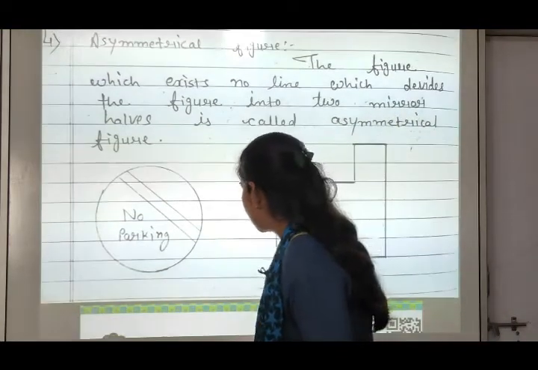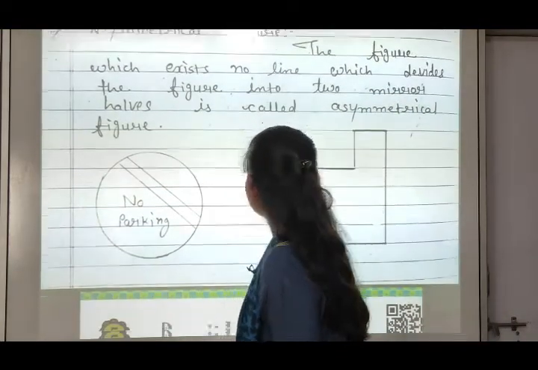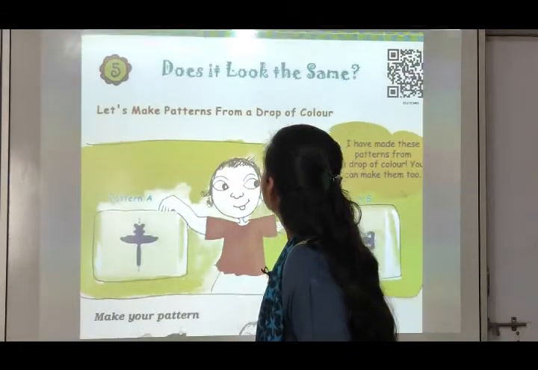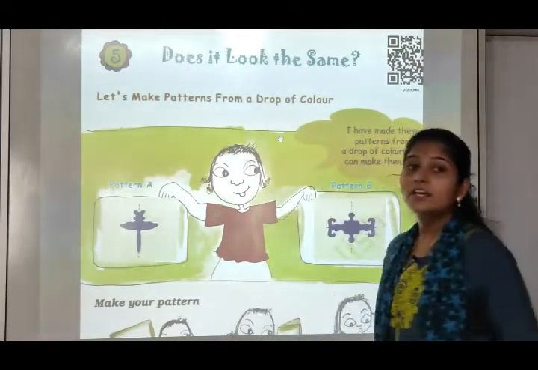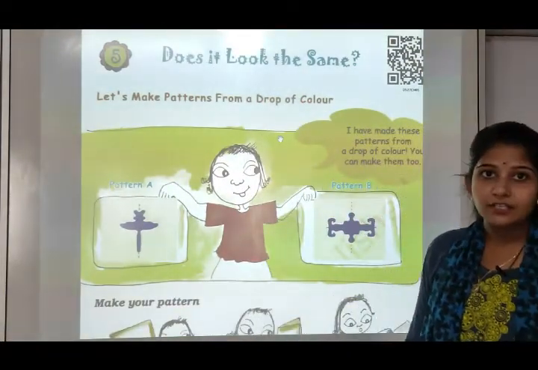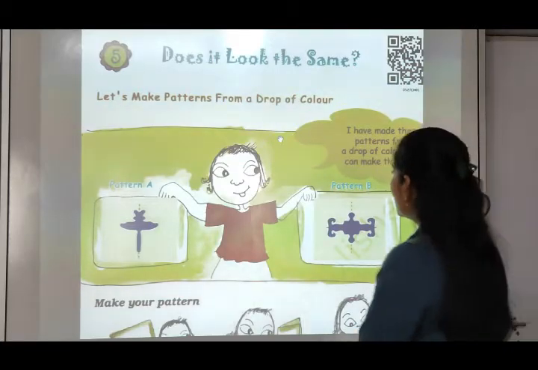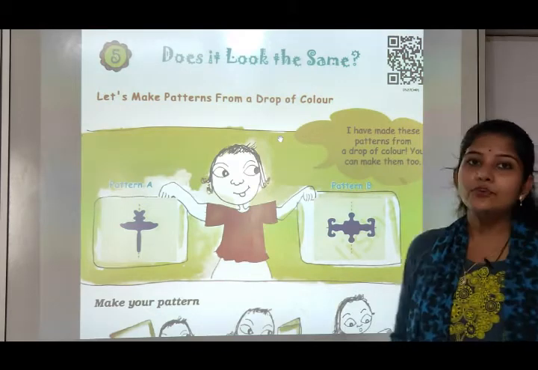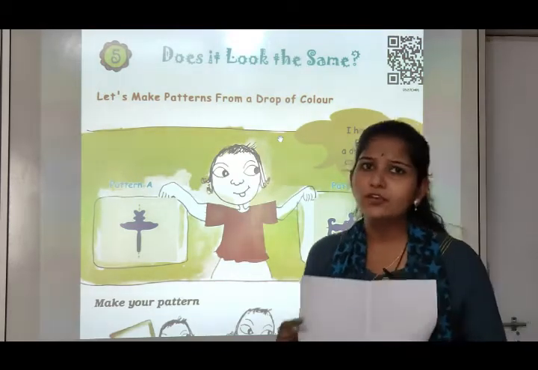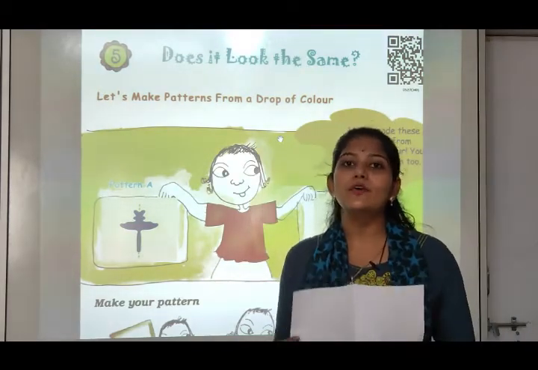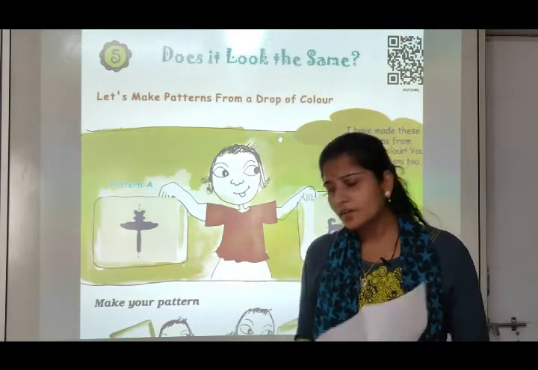Now move to the next exercise. You can see in your textbook there is one activity. Which activity? Very exciting activity. What you have to do is take a sheet of paper. You can take any paper, blank paper or lined paper would be okay.